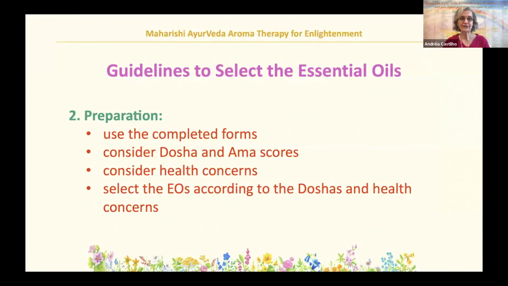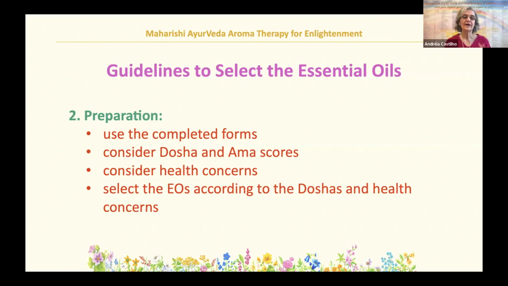So based on this information, you prepare. You prepare to give recommendations. So you use the completed forms that I just showed you. And from the health questionnaire, you have the dosha scores, and then you know which doshas predominate for each person. And from the AMA questionnaire, you have the AMA score, and then you know if the person has medium ama or high ama, and what to do, and then you can devise your strategy to reduce ama. You also consider the health concerns, what the person wants to improve.